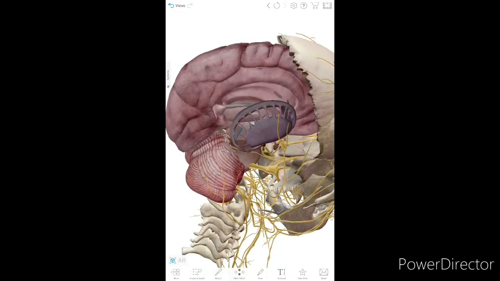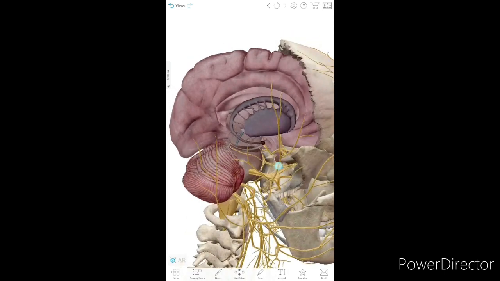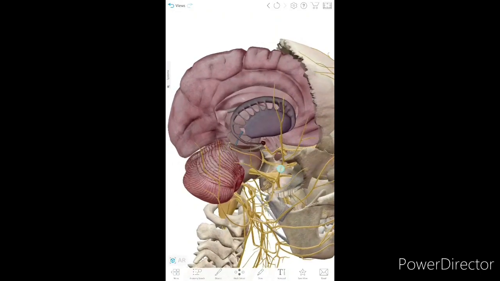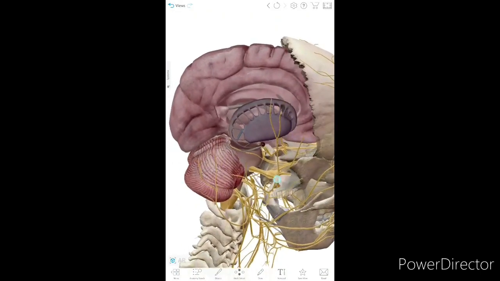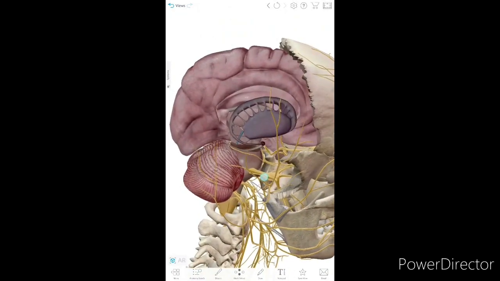We know that the primary motor area, located anterior to the central sulcus, sends fibers all the way to the spinal cord. This constitutes the corticospinal tract. So the corticospinal tract is also a part of the internal capsule.